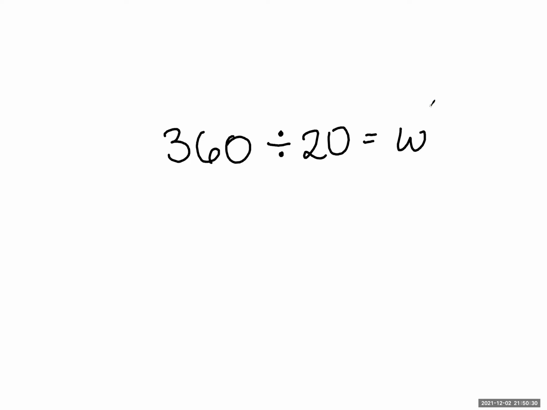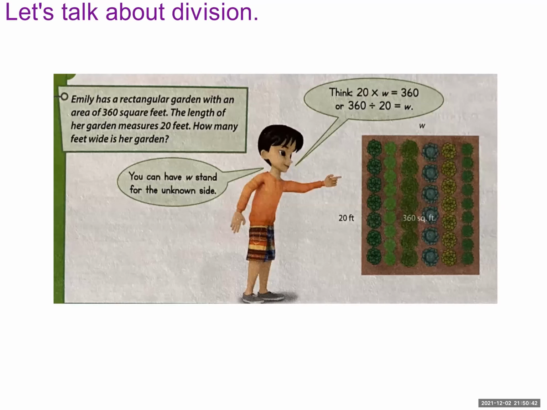Write that out here. 360 divided by 20 equals W. W is not a number. We're just using that letter to represent whatever our answer is going to be, our unknown value. Or if we look back at the problem, how many feet wide is her garden? However wide it is, that's why we're using W, it's for wide.